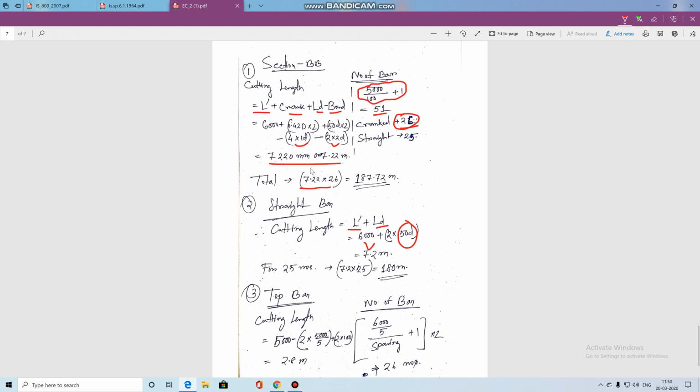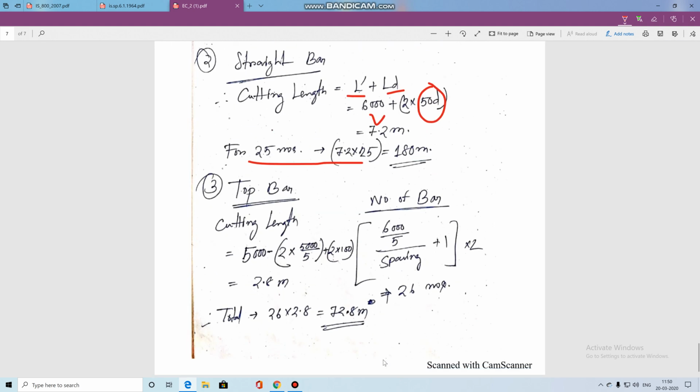To calculate the total length of bent up bar, you just multiply the number of bars by the single length of a bar. In straight bar you do the same thing over here. 7.2 is the length of the single straight bar, you multiply with the number of bars. In top bar, here is the important part to calculate the length of top bar.